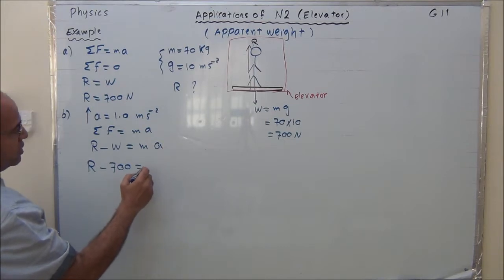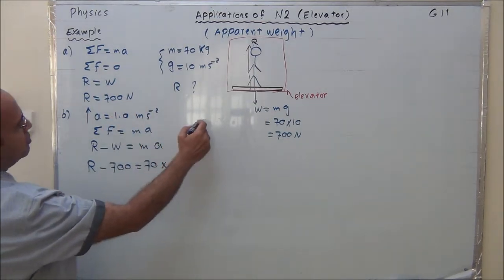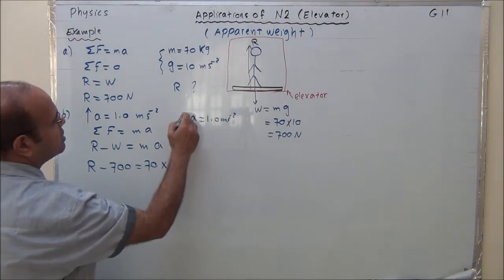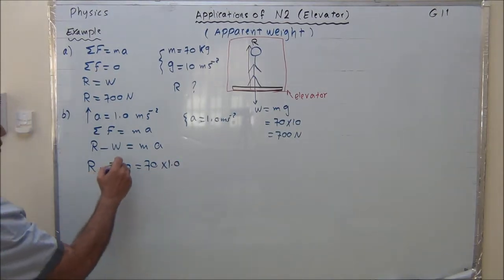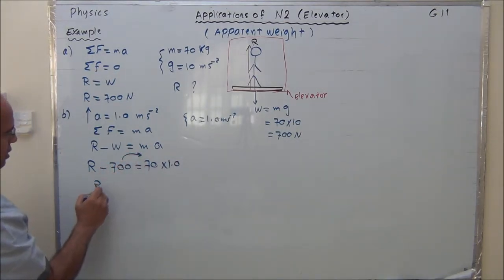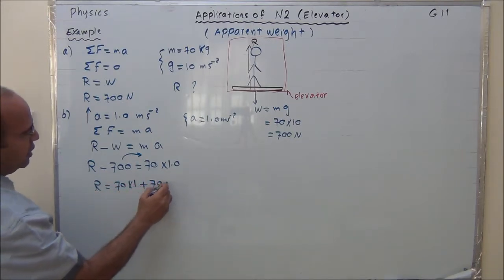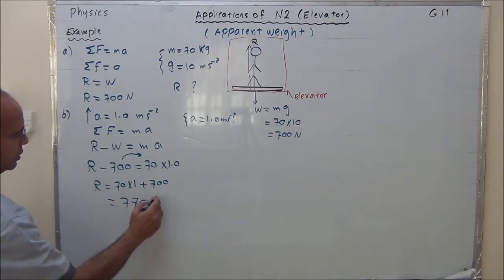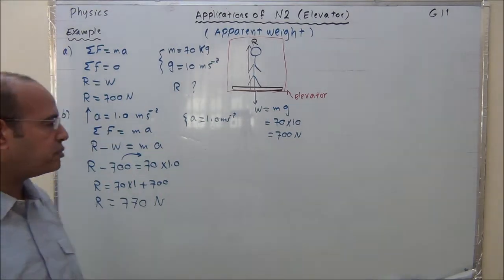M is the mass, which is 70. Multiply the acceleration in that part, the acceleration 1.0 meter per second squared. So multiply by 1.0. Rearrange this equation to get R. So it is 70 multiplied by 1 plus 700. It is 770 Newton. So this is R in part B.